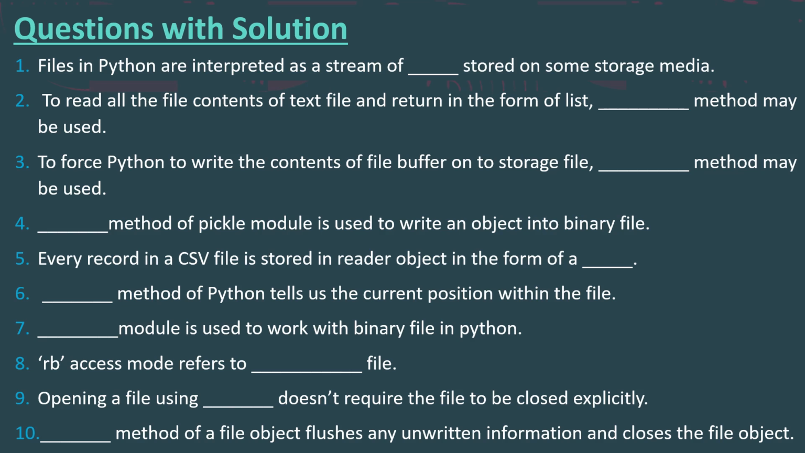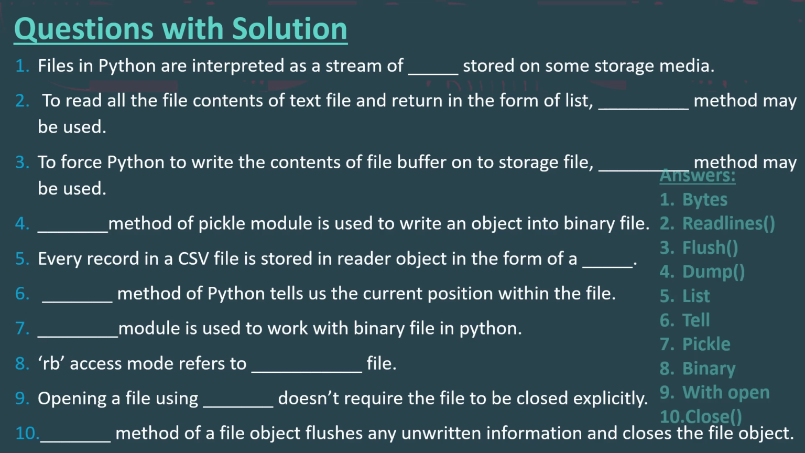Then rb access mode refers to dash file. Then opening a file using dash does not require the file to be closed explicitly. In dash method of a file object, it flushes any unwritten information and closes the file object. So these are the questions. These are basic and easy questions, and you can just try them out. And the answers are also given. You can just check.